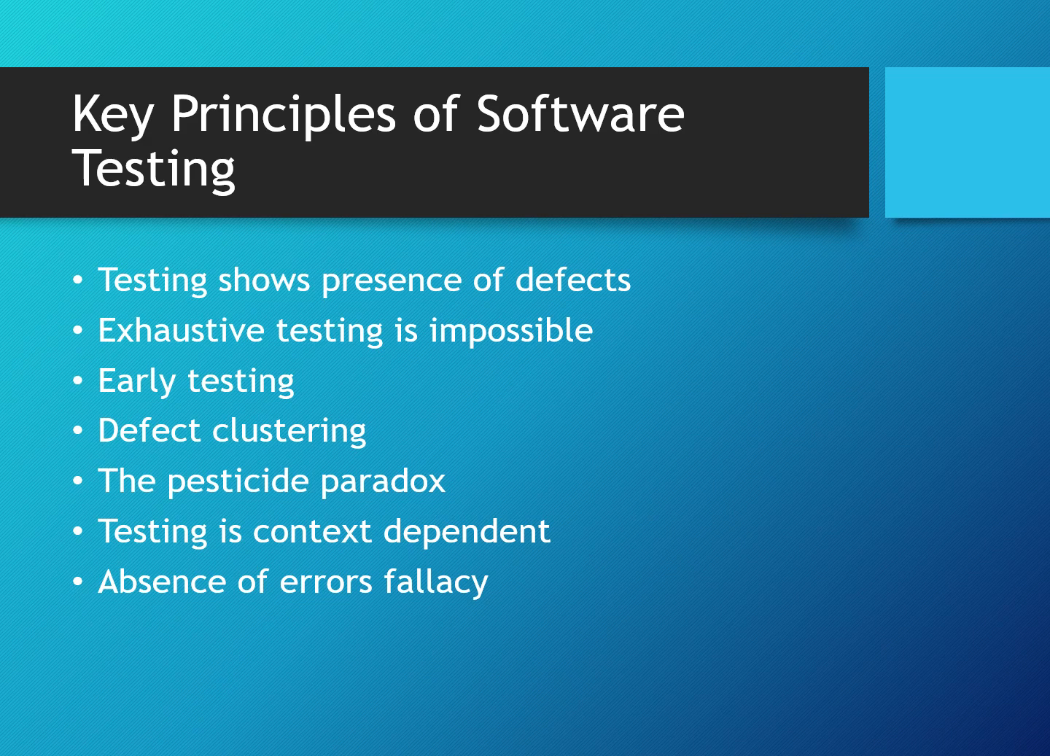To test software effectively, we rely on some key principles. First, testing shows the presence of defects, not their absence, so no software can be declared perfect. Exhaustive testing, checking every possible input, is impossible, so instead we test smartly. Early testing is critical, bugs found earlier are cheaper to fix. Then there's defect clustering, which means a small number of modules usually contain most of the bugs. The pesticide paradox reminds us that repeating the same test won't find new bugs. We need to update tests regularly.